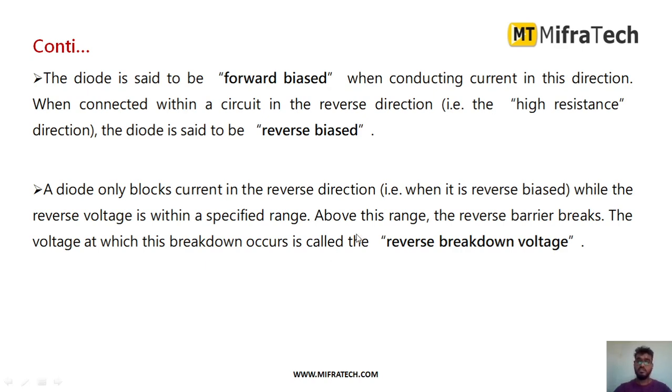Whenever I reverse these connections, the diode is said to be in a reverse bias condition. In the reverse bias direction, there is a threshold voltage. If you provide a voltage greater than the threshold voltage, the barrier will break and current will flow. That voltage is called the reverse breakdown voltage.